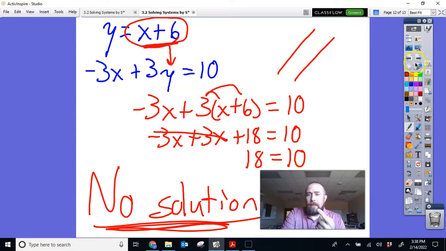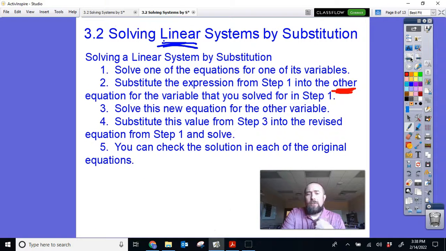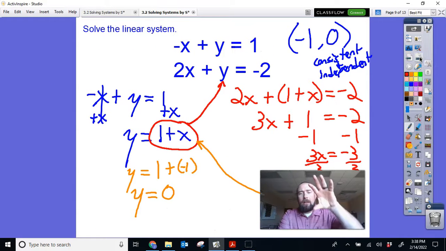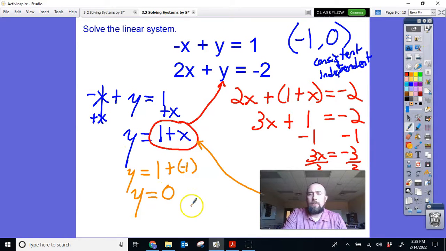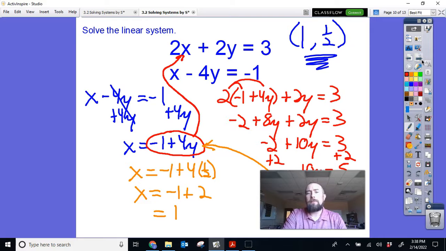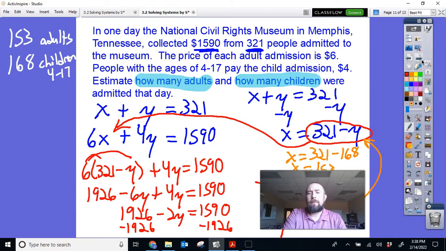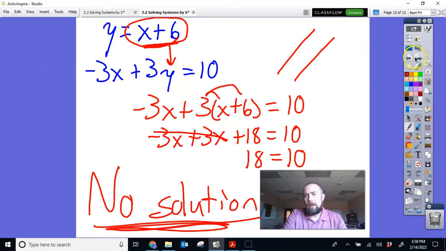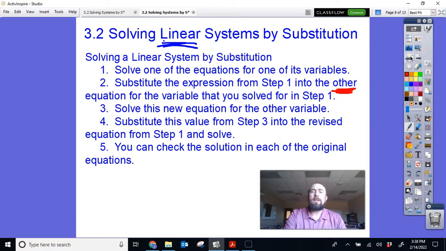You pick a variable, step number 1, pick a variable, solve it. Take what you get for that variable and substitute it into the other equation. Then you've got an equation like this red one here that is easy to solve for one variable. That answer plugs back in to find the second answer, like -1 plugs in to find 0. Same thing for this one. Same thing for this one. It doesn't matter how ugly equations are. Substitution works. So this substitution method is very useful.